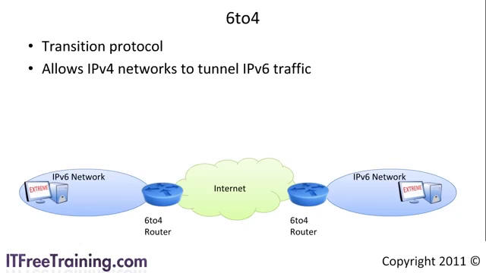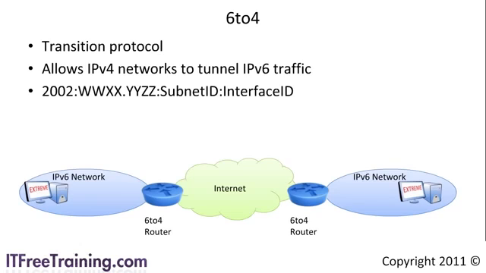To do this, a public IP version 6 IP address is used. These addresses all start with 2002, followed by the IP version 4 address shown here as W, X, Y, and Z, followed by the subnet ID and interface ID. You may be thinking, why would you not establish a tunnel between the two sites?